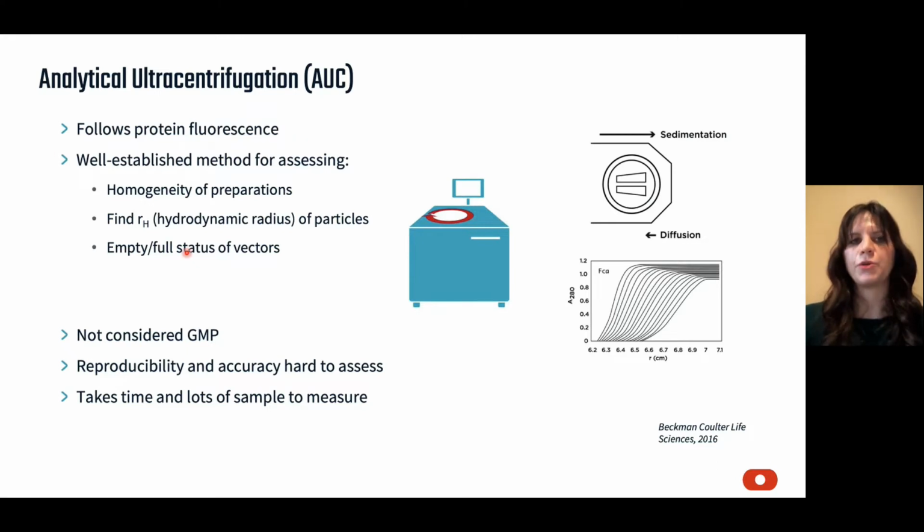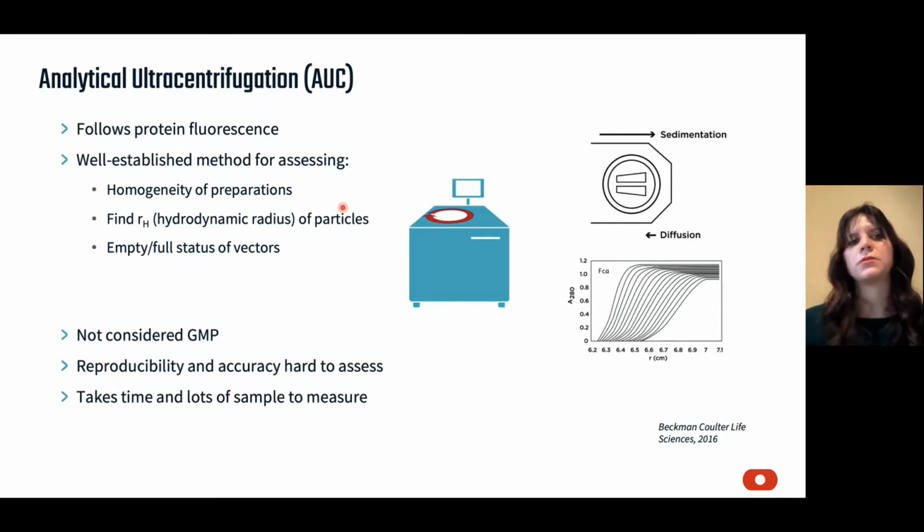And it is a well-established method that allows you to assess how homogeneous your preparation is, so ensuring that there's no aggregation or anything present. And for measuring the hydrodynamic radius of your particles, so how large is your associated particle, and then also whether your vector contains the genetic material and to what extent it contains it. Is it 100% full, 50% full, or 0% full, completely empty?